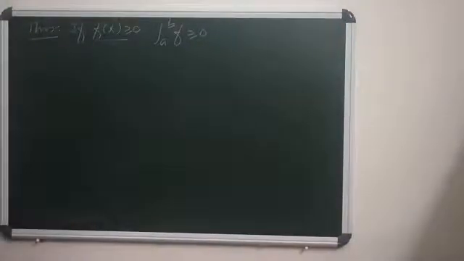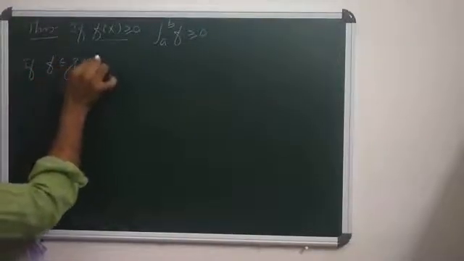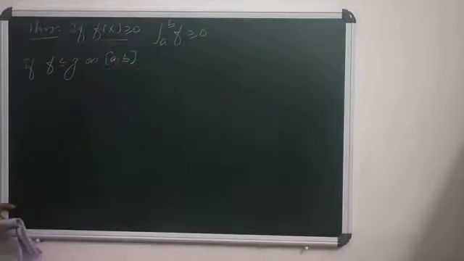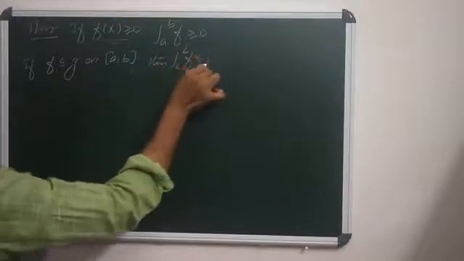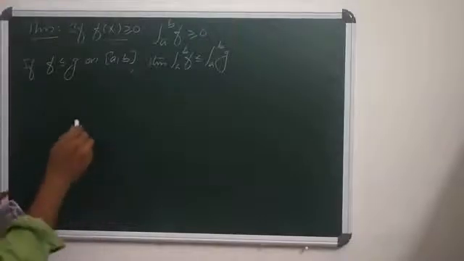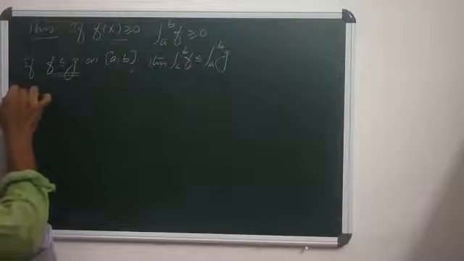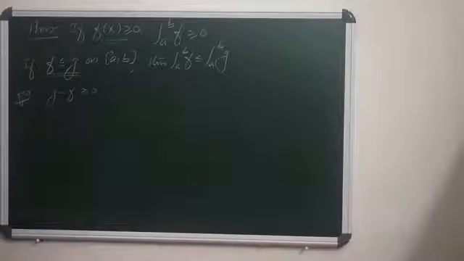By using this theorem, we prove another proposition. The proposition states that if f is less than or equal to g on the closed interval [a, b], and both are integrable, then integral a to b f is less than or equal to integral a to b g. How to prove this? If f is less than or equal to g, then we have to show that integral a to b f is less than or equal to integral a to b g. That's immediate. Why? Since f is less than or equal to g, surely g minus f is greater than or equal to 0.